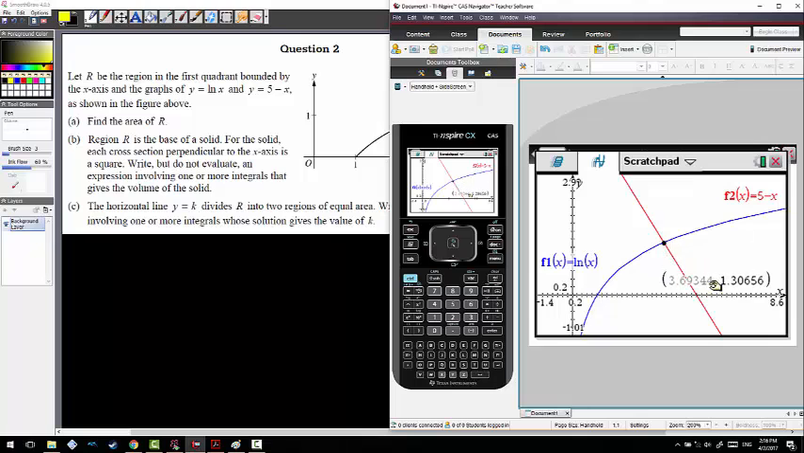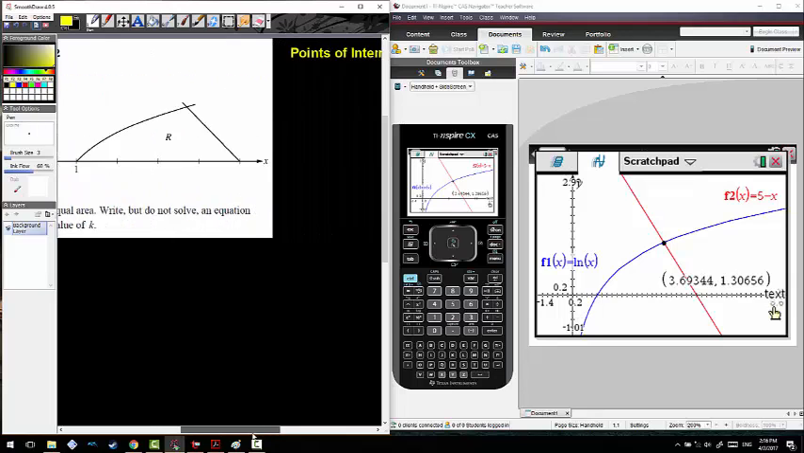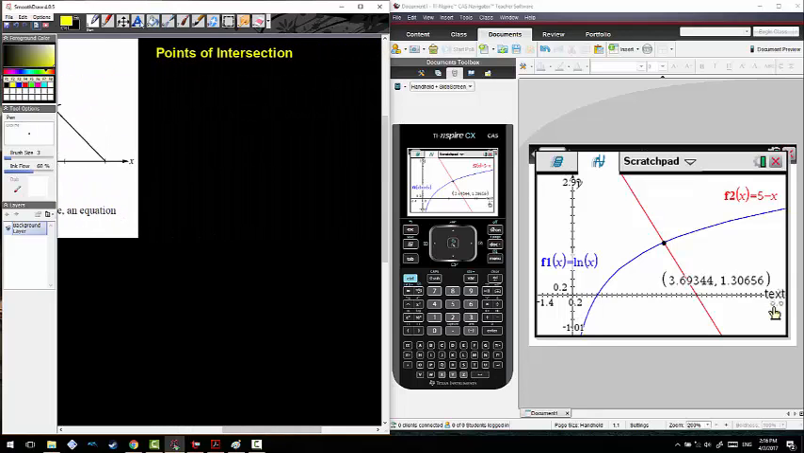It's this 3.69344 number. And so I'm going to write those down. I'm going to reposition those, that way I can use them a little bit more quickly here. So my points of intersection are going to be 3.69344, comma, 1.30656.